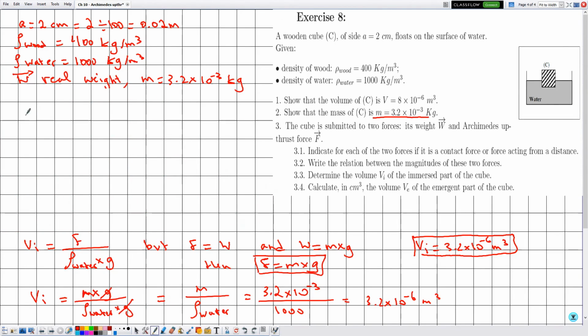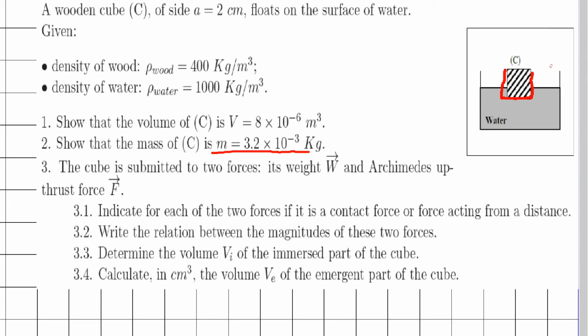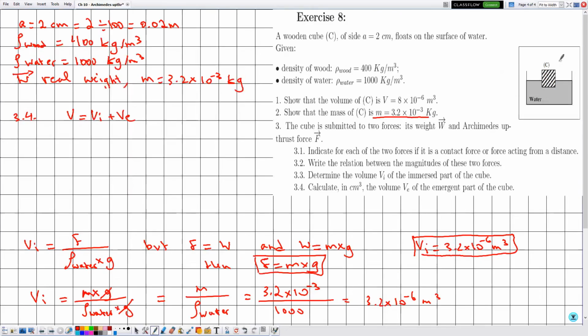Knowing that the total volume, the immersed volume and the emergent volume are related via the following formula: the total volume, the outer volume, is equal to the volume of the immersed part plus the volume of the emergent part. So V is equal to Vi plus VE, knowing that we are interested in determining the value of VE. So this is a linear equation with one unknown, VE. Let's replace the values. The value of V is given by 8 times 10 to the power minus 6, and the volume of the immersed part is given by 3.2 times 10 to the power minus 6, plus VE.